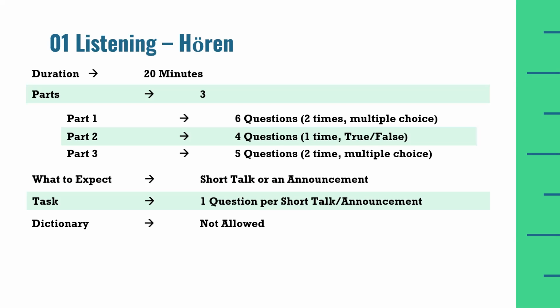We will not be allowed to use a dictionary or a mobile during the listening section, and we can score 25 points in this section of the exam. So in total we have 15 questions, and if we answer all the questions correctly, then we can get 25 points in the listening section of this exam.